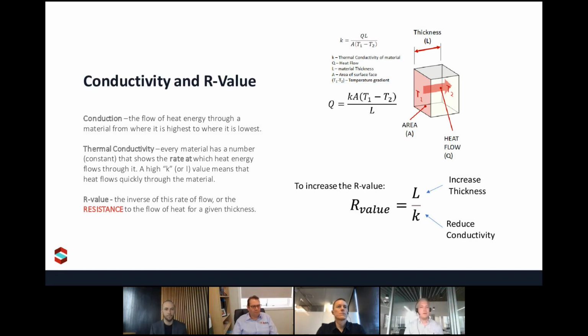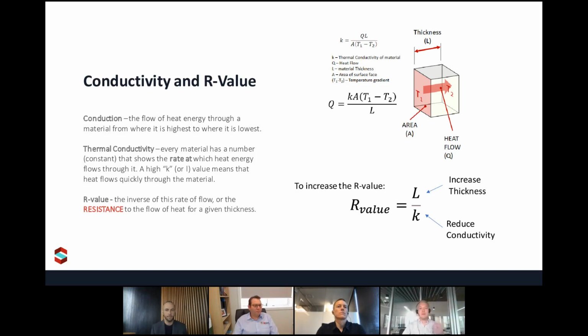So just to dive a little deeper into conductivity specifically, and then into R values, which we all know. As I said, conductivity is the flow of heat through a material, and every material has a different conductivity rate. The timber on this desk has a different conductivity rate to, say, the glass behind me. Everything has a different conductivity rate.